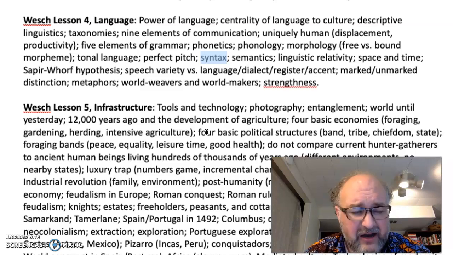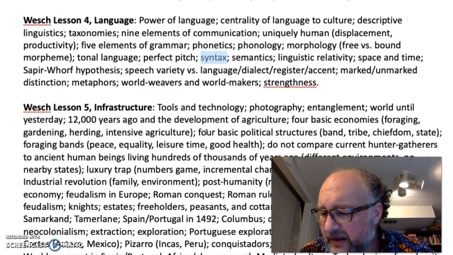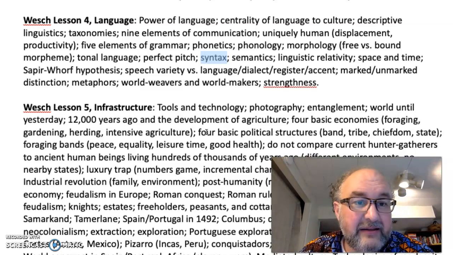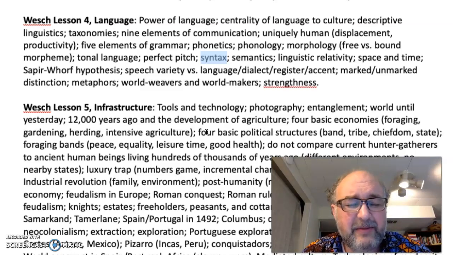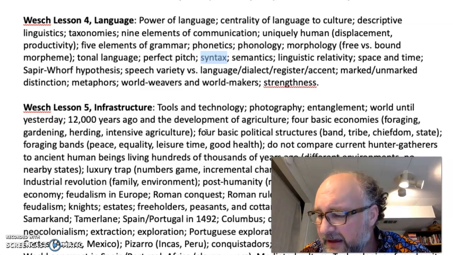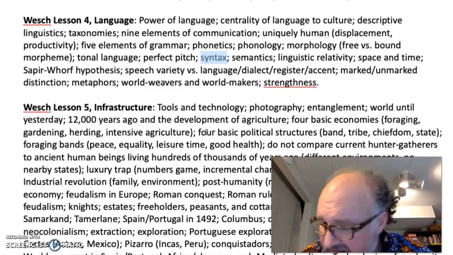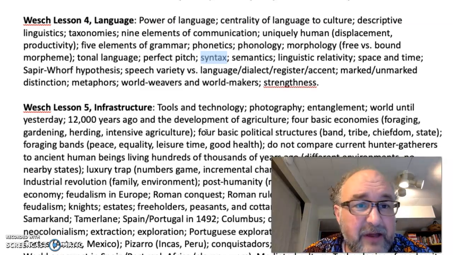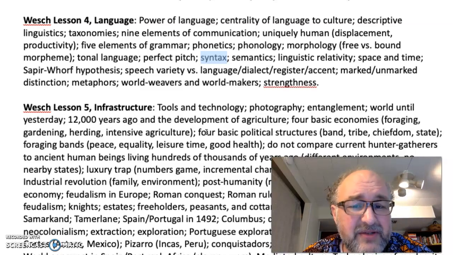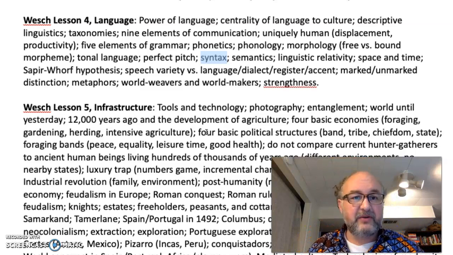Remember all the talk about the Sapir-Whorf hypothesis, about colors, about insurance and all that, how we perceive things. And then finally, let's see. So yeah, Sapir-Whorf hypothesis and linguistic relativity; these are important. You'll want to focus on those.